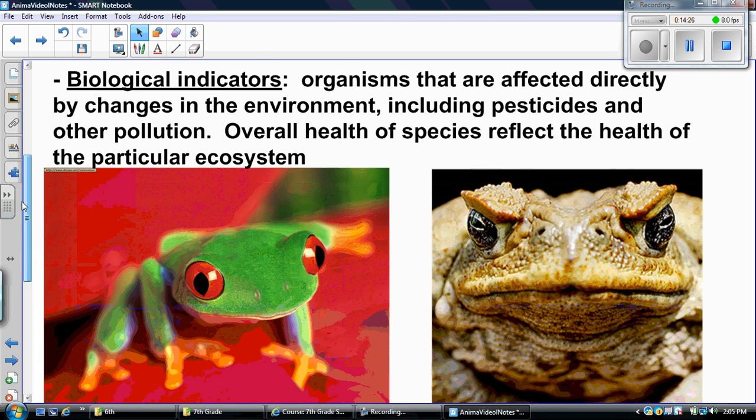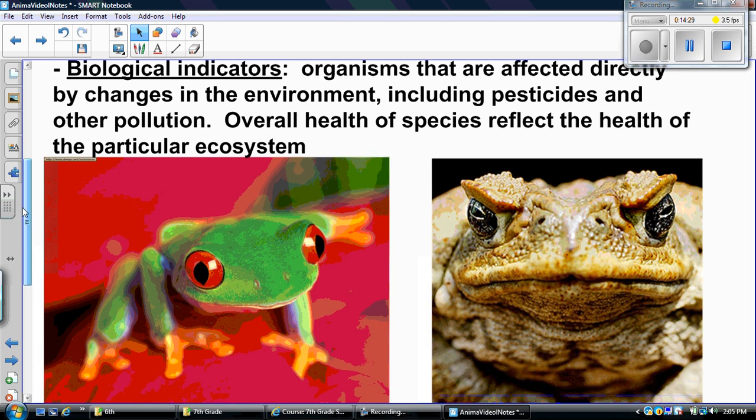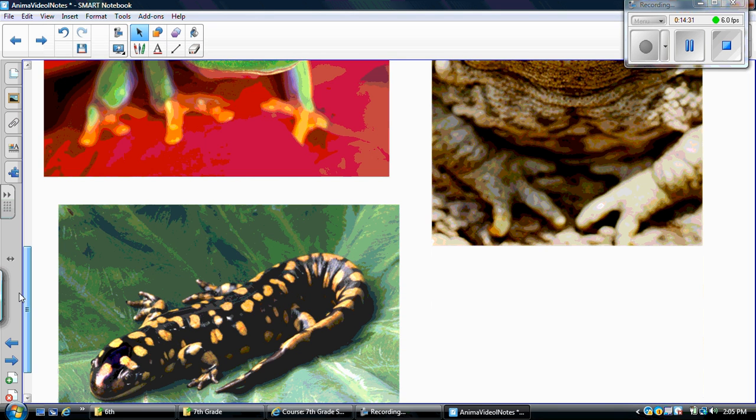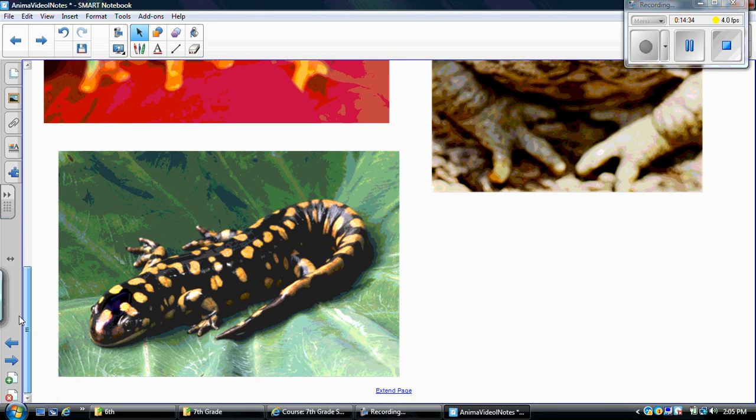So there's your frogs, little tree frog, toad, and salamander. Still cute.